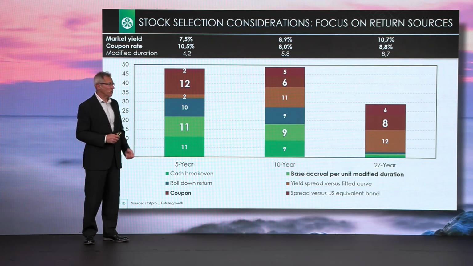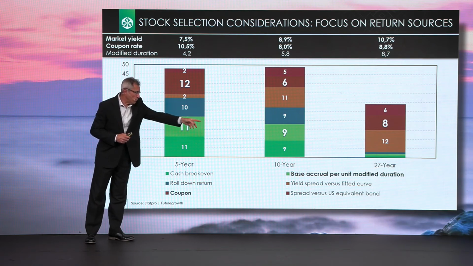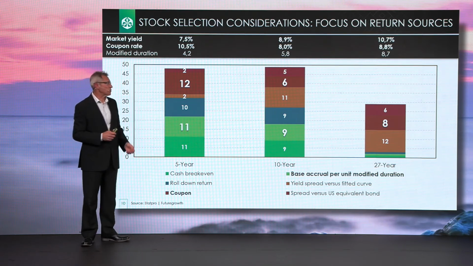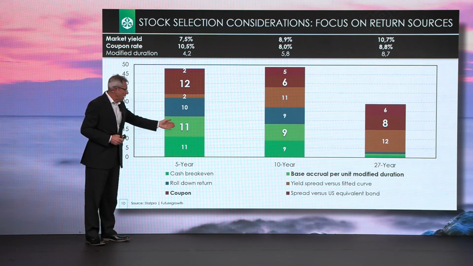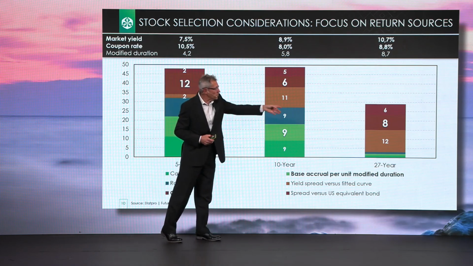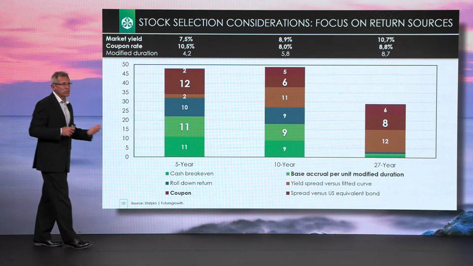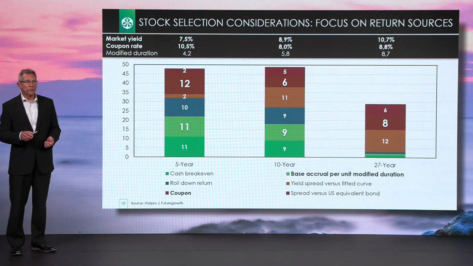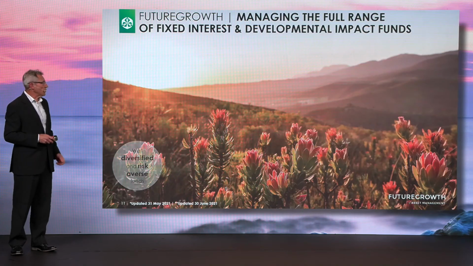We need to adjust for that, and that's why we call it base accrual per unit modified duration. We adjust for that. So in the end, if we consider the two and weigh it, the 186 actually scores better than the long-dated bond at a higher market yield. And that's the way we would consider risk for our funds, in particular for a more risk-averse fund like the income fund.